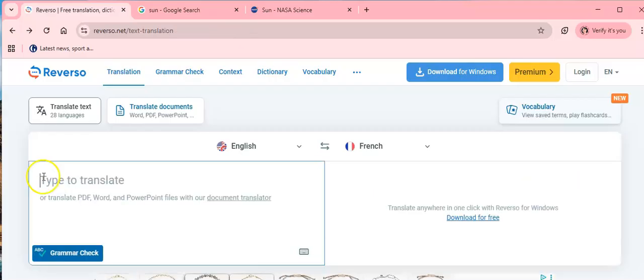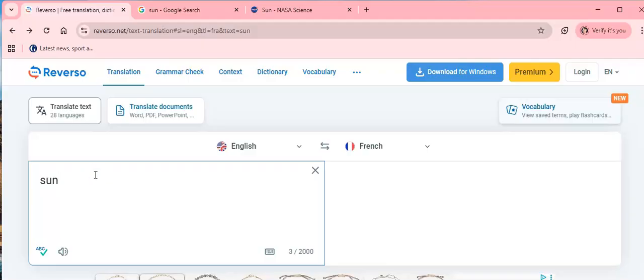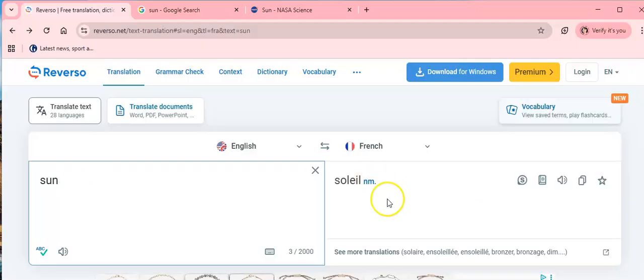So let me just start from the beginning here, just so we're clear. So you're on reverso.net. In the left-hand side, you type in the English word. The French word or translation appears on the right-hand side. You focus on the abbreviation rather, right next to the noun, soleil, NM, nom masculin.